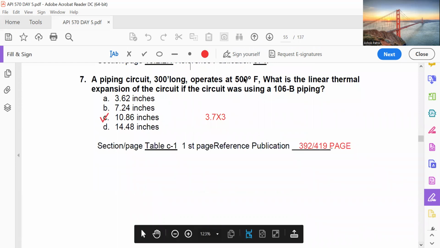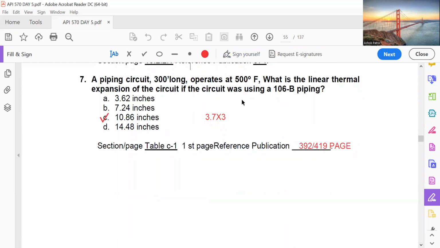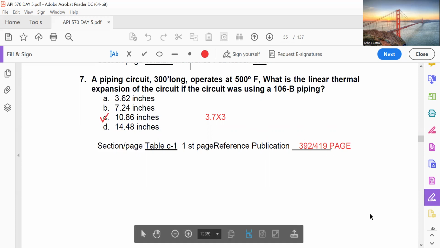Piping circuit 300 feet long operates at 500 degrees Fahrenheit. What is the linear thermal expansion of A106B piping? So for A106B, go for 500, you find 3.7 per 100 inch, and into 3, as it is 300 foot. Page 392, directly 419 you can put on the top.